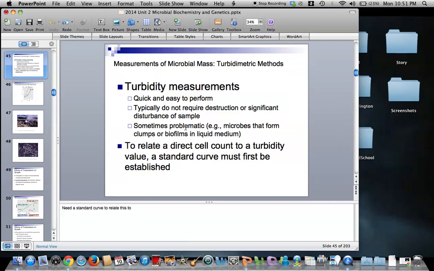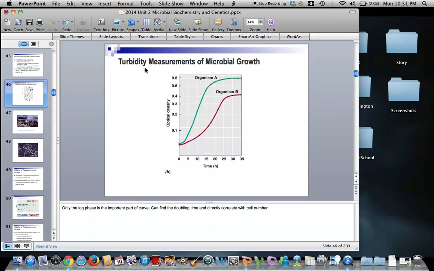That brings up the fact that it can be problematic. Things that clump or form biofilms cannot use ODs unless you get rid of them, and then they're unnatural, and you have to argue about that. So you have to find your standard curve first. This is what people who've done spectrophotometry have to do anyway, so it's not anything really different. So this is the growth of two different organisms. The only part you care about is the actual log phase of growth to figure out doubling time. And so you can figure out the doubling time from these curves.